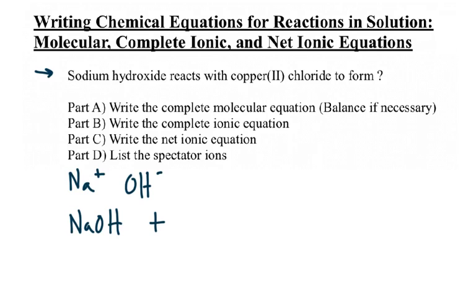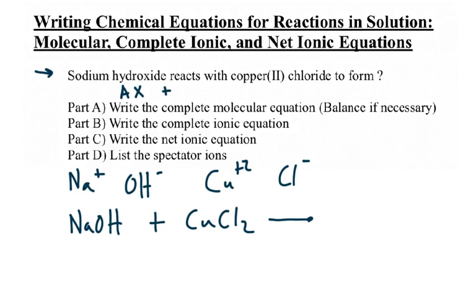It's reacting with copper 2 chloride, so copper has a +2 charge. Chlorine or chloride has a -1 charge. So when you crisscross these two, you get CuCl2. Now, if you follow a double replacement reaction, remember that you've got a metal and a nonmetal in this case reacting with another metal and a nonmetal.